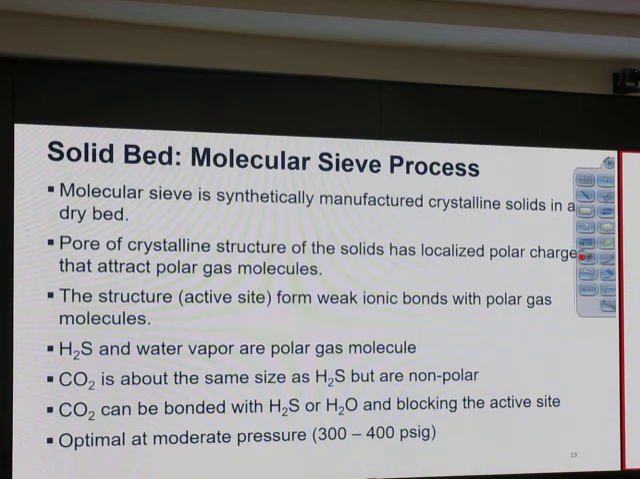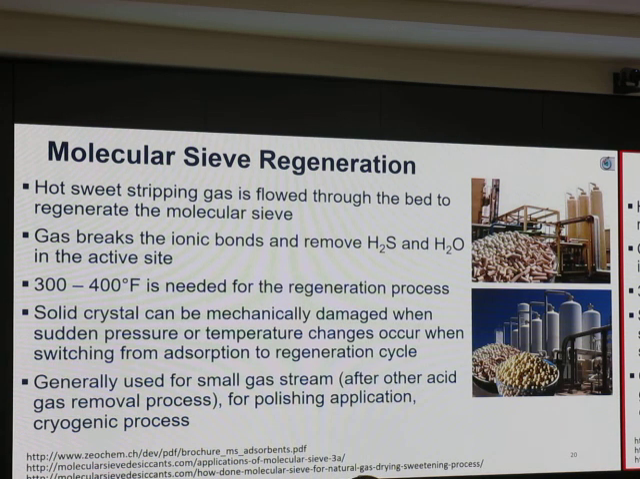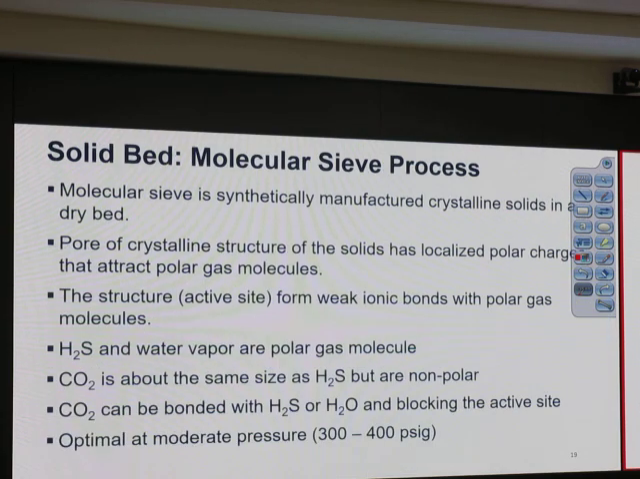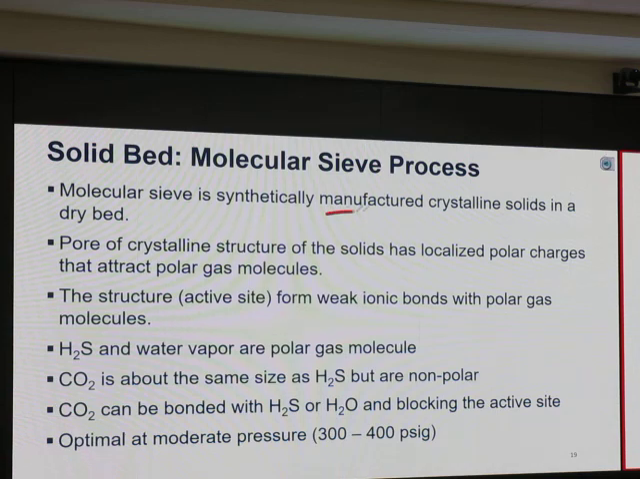Another way is the molecular sieve process. It looks like this. Don't eat it, okay? It's like small balls or small rods. This molecular sieve is a synthetically manufactured crystalline solid in a dry bed. It has a porous crystalline structure. It attracts polar molecules. The structure forms a kind of ionic bond with polar gas.